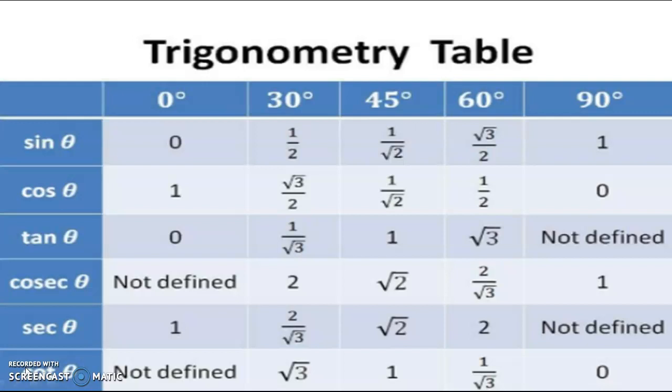Here I will tell you one more thing. Sometimes the question is like this: at what angle is sin theta equal to cos theta? So the answer is 45 degrees. As at 45 degrees, the sine is 1 by root 2 and the cos theta is also 1 by root 2, and both of them have the same value. So it means that both of them are equal at 45 degrees.